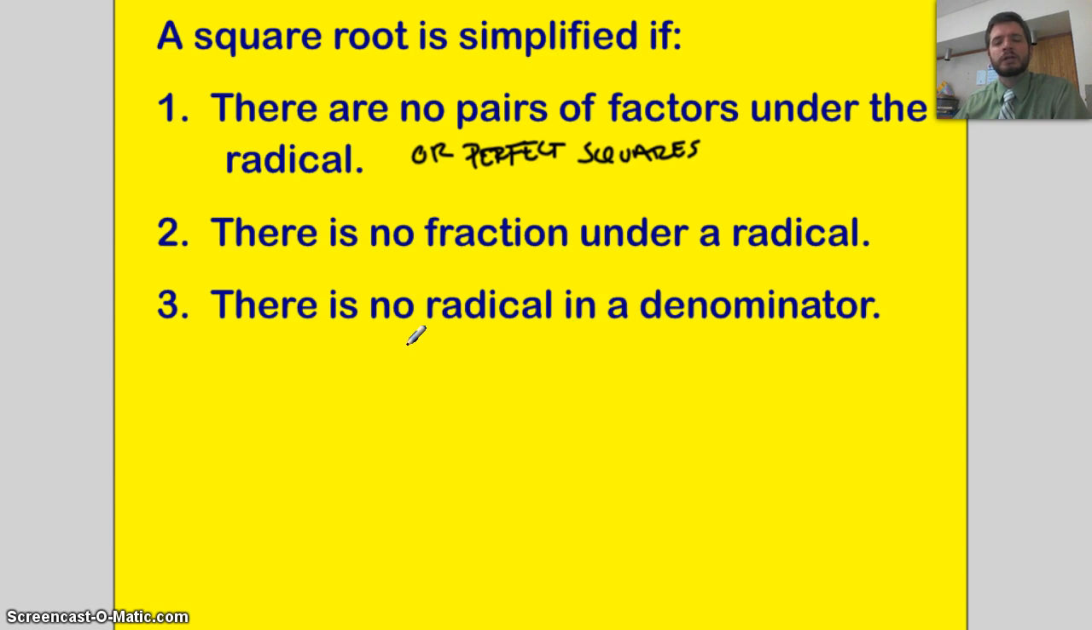Now again, it really doesn't matter if the radical is in the denominator. It's not bad or anything, like your Algebra 1 teacher might have told you it was bad. It's not bad. We can deal with it. But the thing is that we need you to be good at rationalizing the denominator, and that's what that means. So we'll get into it. So let's look at first just simplifying.